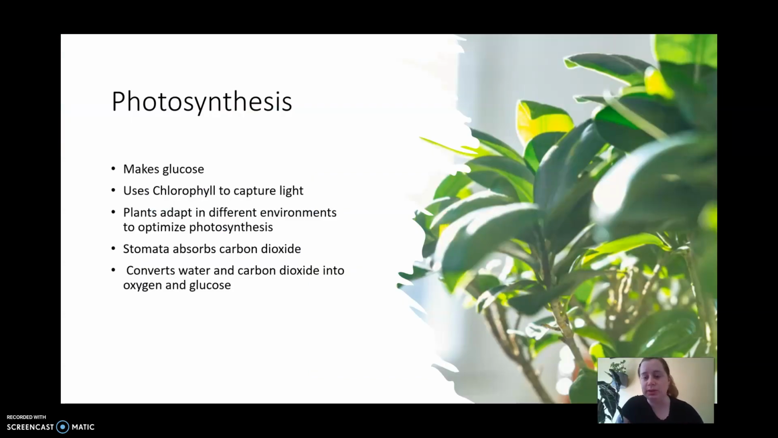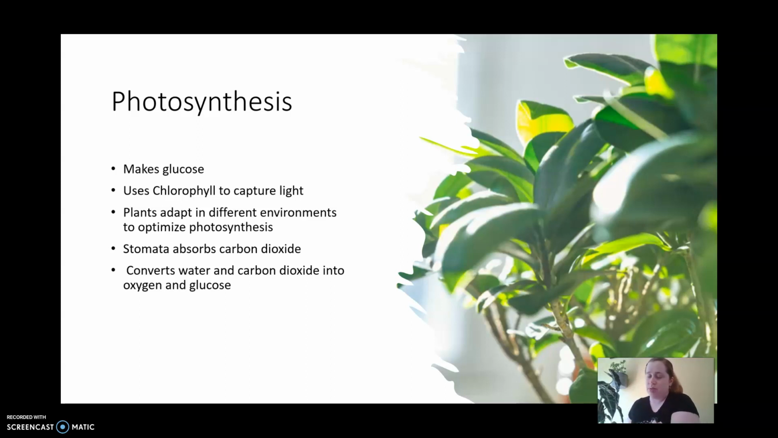So once we get to photosynthesis now, what that does is that makes glucose. Plants use chlorophyll to capture light, and they also have found very different ways to adapt in different environments to optimize the photosynthesis process. So they use something called the stomata that absorbs the carbon dioxide, and then that converts the water and the carbon dioxide into oxygen and glucose, which, like we stated before in cellular respiration, is sort of flip-flopped there between the two.